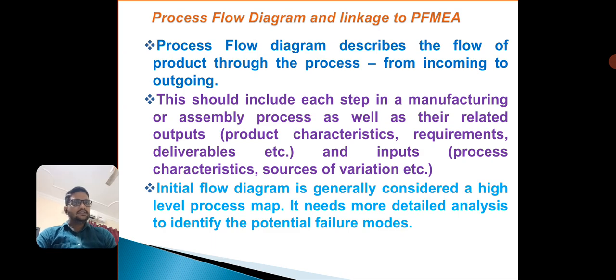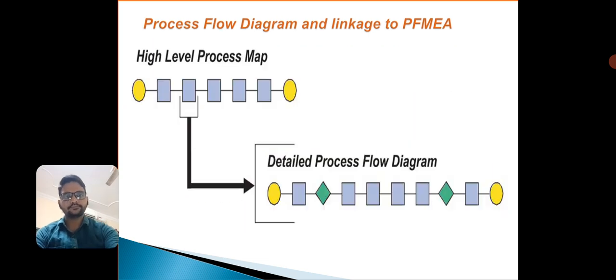It means the initial flow diagram is generally considered a high level process map. It needs more detailed analysis to identify the potential failure modes. Process flow diagram and linkage of PFMEA. In the example, a high level process map, that is a high level PFD, and a detailed process flow diagram are given. Two types of process mapping are given: high level process mapping and detailed process flow diagram.